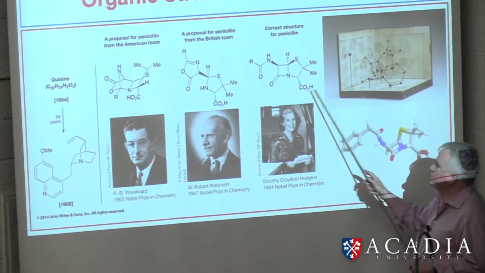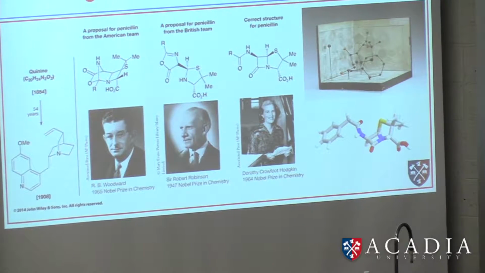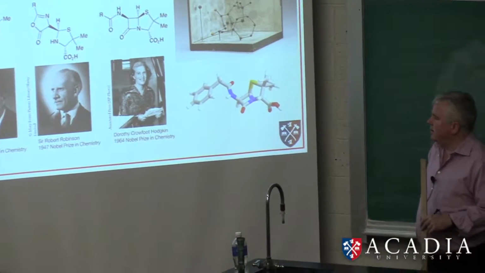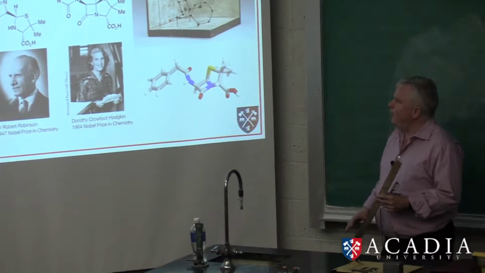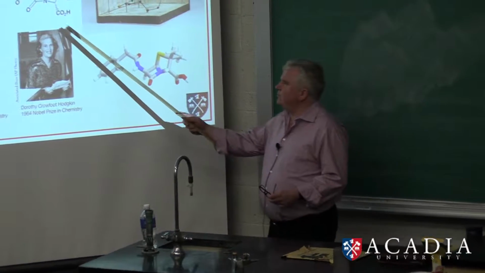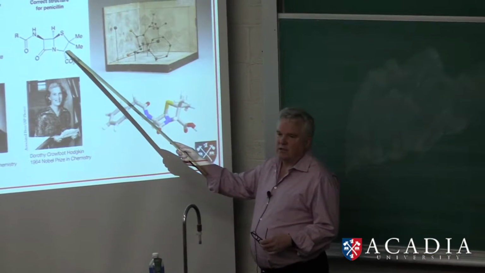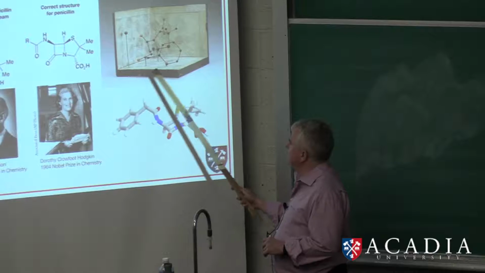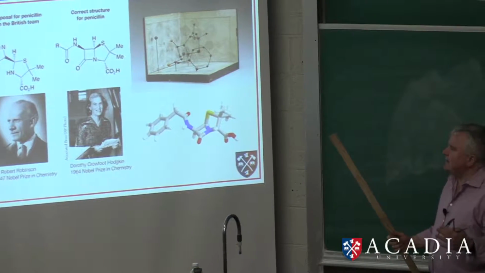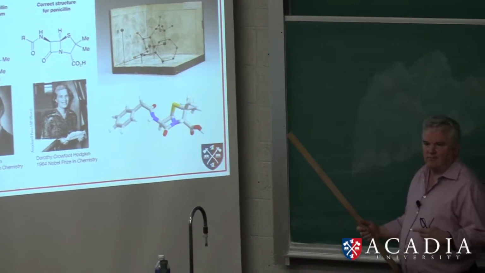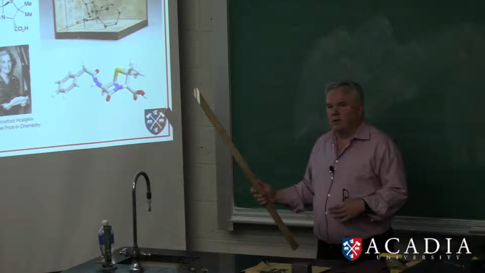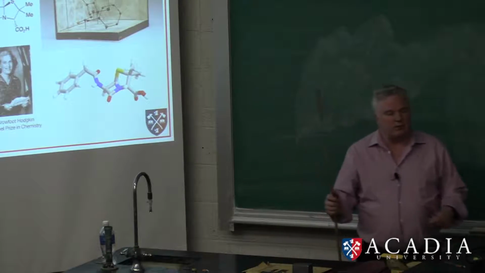This is the actual structure of penicillin, and it was determined using X-ray crystallography. I think it was in the late 40s. It took a little over a dozen years to determine the structure of penicillin. This is the 3D structure of penicillin. Since that time, a new instrument has been developed called the nuclear magnetic resonance spectrometer. We're going to talk about that mostly on Friday, but we'll introduce it today.